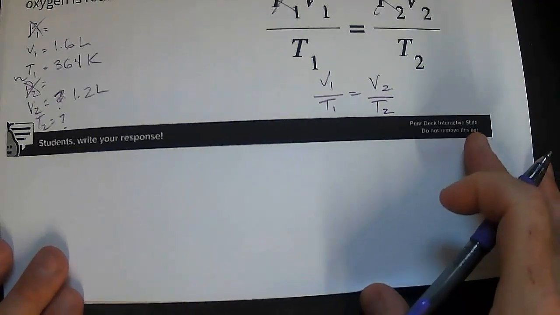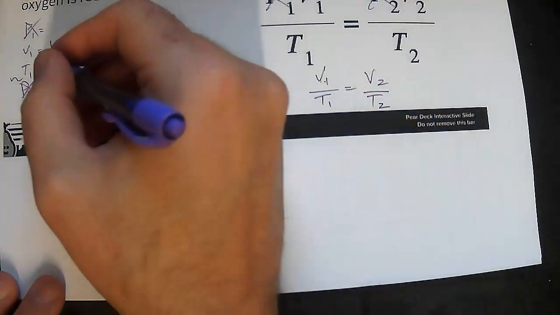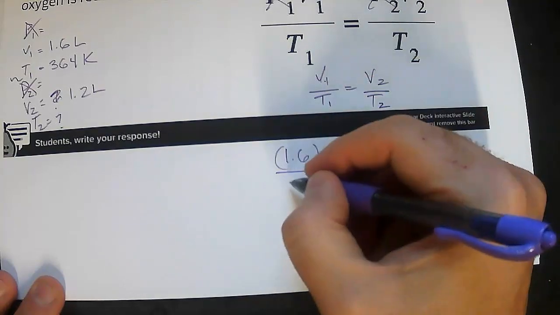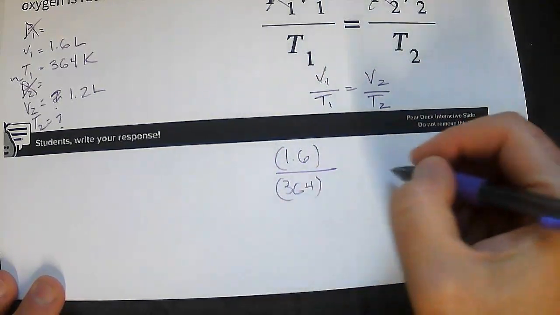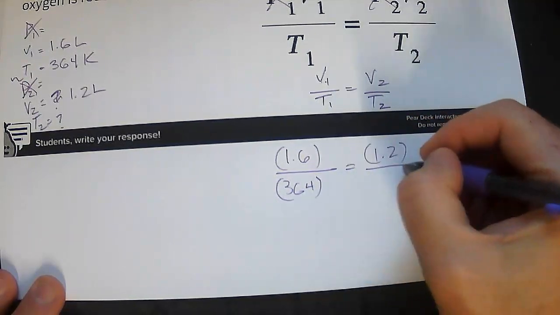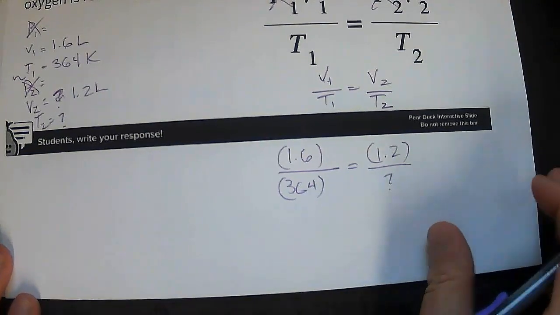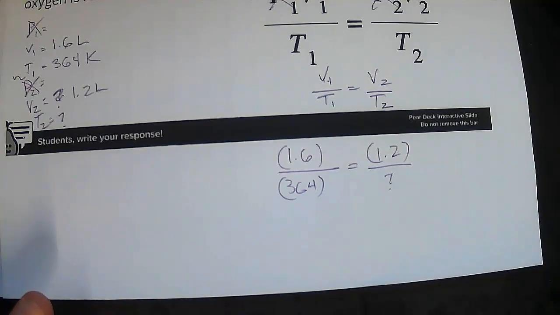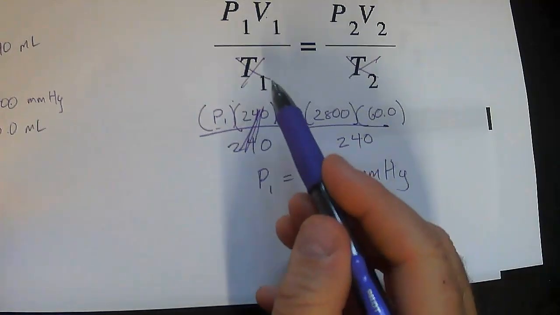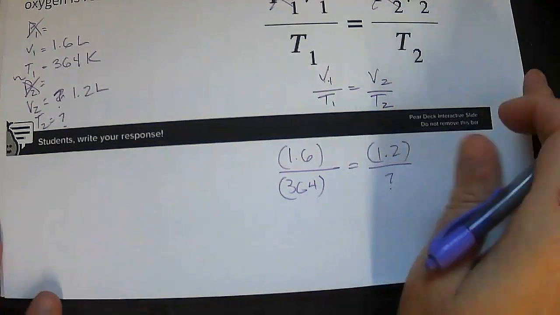So now I'm going to move this up. Now I'm going to plug it in. What's V1? V1 is 1.6, and T1, 364, equals V2, 1.2, over T2, we don't know, question mark. So here's the thing. If we look at this previous one, notice what we had was multiplication from the get-go. We don't have division. So now because we have division, we have to solve this a little bit differently.